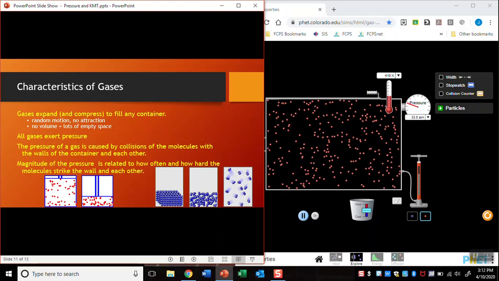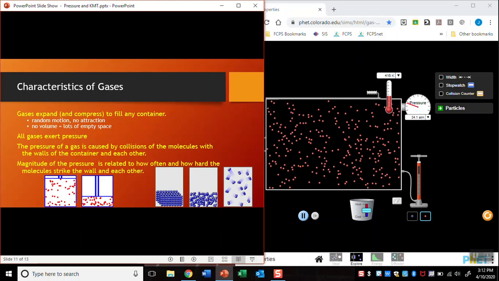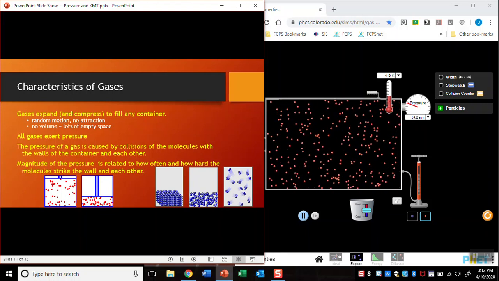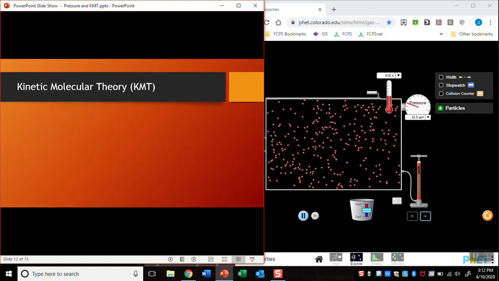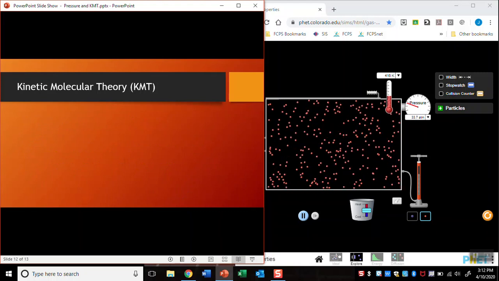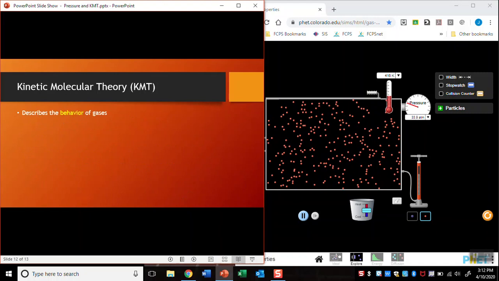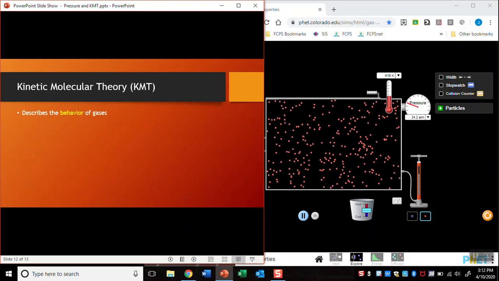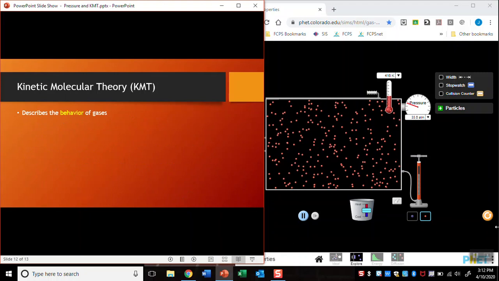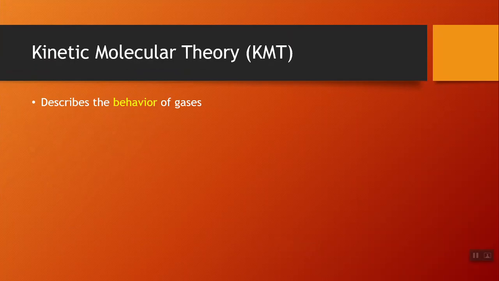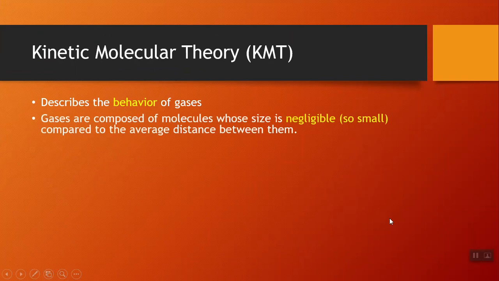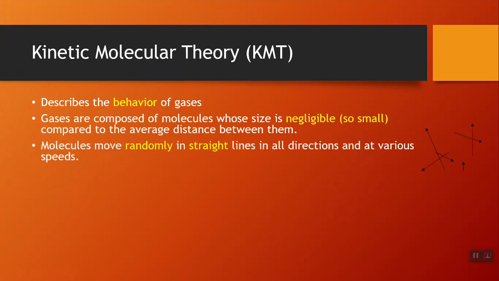The magnitude of the pressure is related to how often and how hard the molecules strike the wall and each other. Now, this is known as the kinetic molecular theory. The kinetic molecular theory describes the behavior of gases, and there are 5 points to this theory. 1, gases are composed of molecules whose size is so small, negligible, compared to the average distance between them. 2, molecules move randomly in straight lines in all directions and at various speeds.